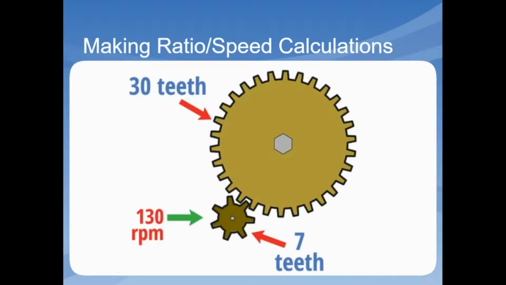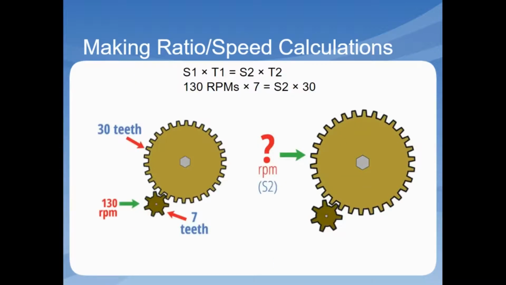For example, let's say that in this picture we have a gear train that has a 7-tooth driver gear and a 30-tooth driven gear. The drive gear is rotating at 130 RPMs. With this information, we'll be able to figure out the speed of the driven gear. So the first step is we're going to be plugging our information into a formula. The formula is going to be S1 times T1 equals S2 times T2.